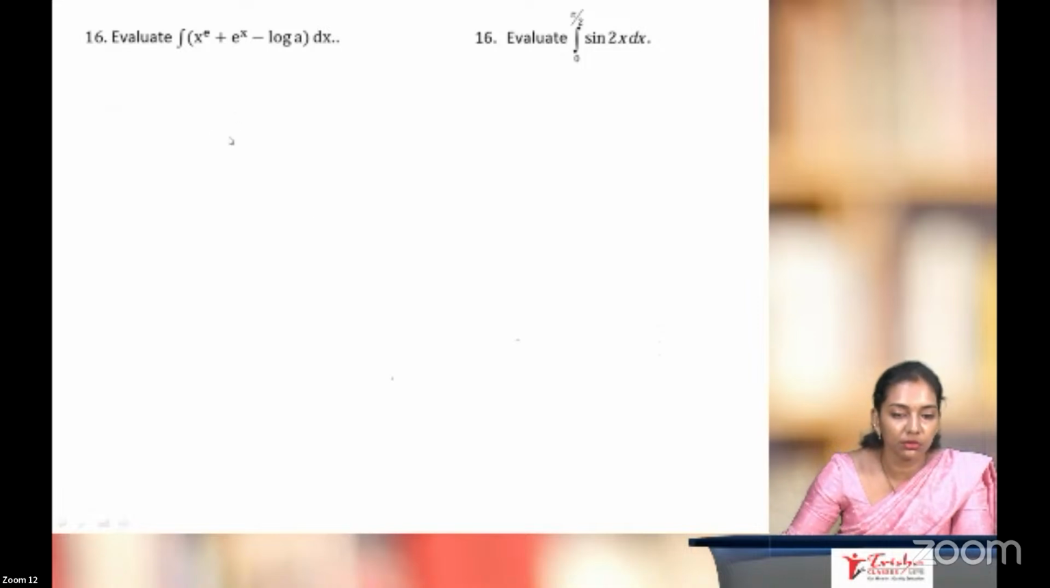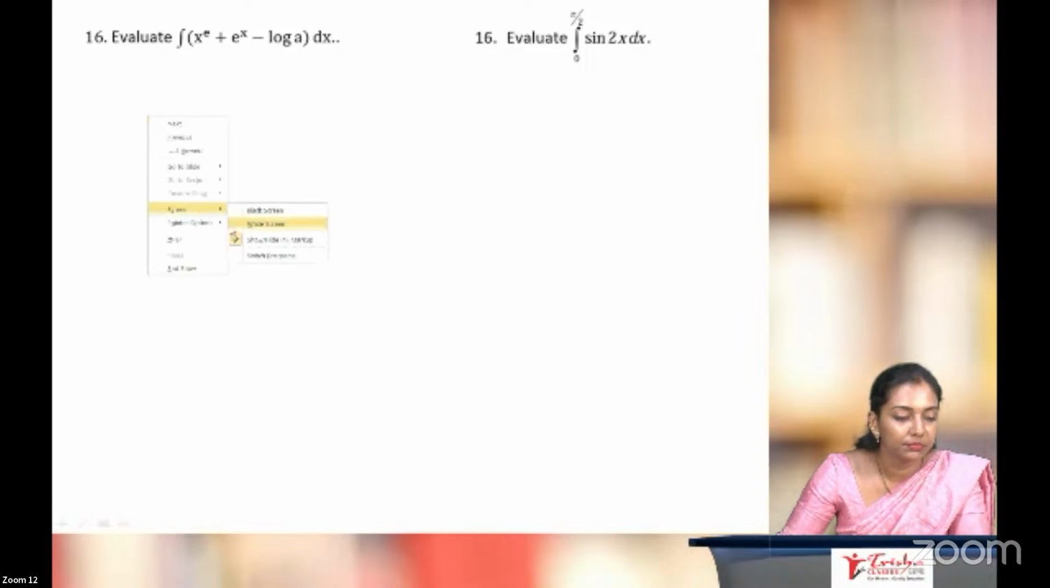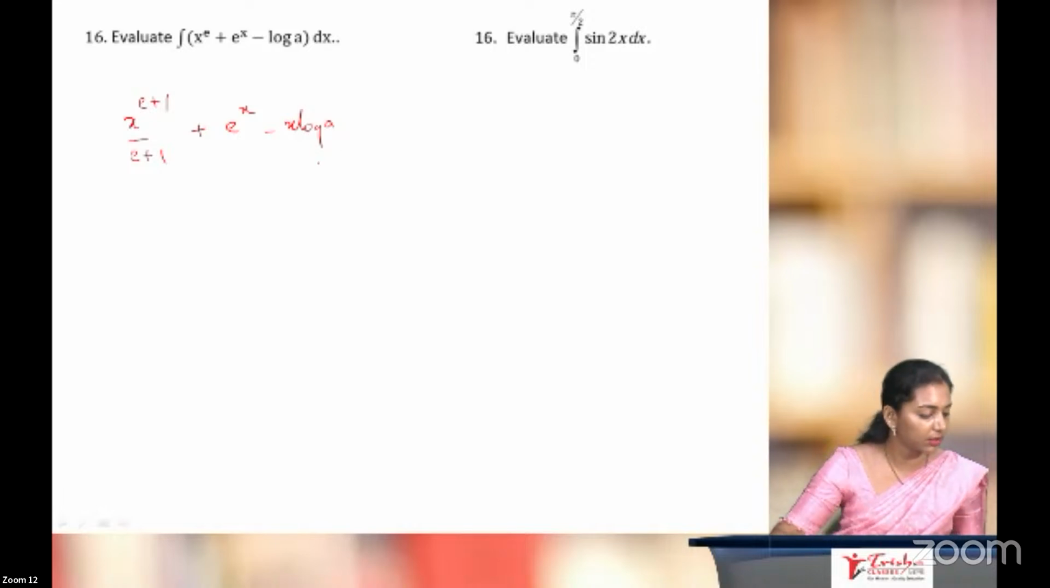Next. Here also, one problem, if you want I'll solve. Evaluate the integral of x to the power e plus e power x minus log a dx. Here x to the power e is of the form x power n, so the integral will be x to the power e plus 1 by e plus 1, plus e power x is e power x, minus log a, which is a constant, so that is x into log a. So that is the answer.